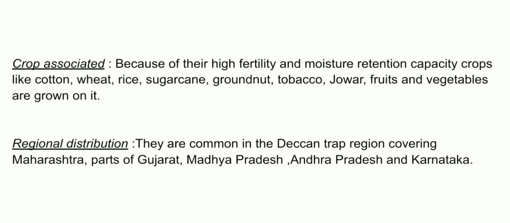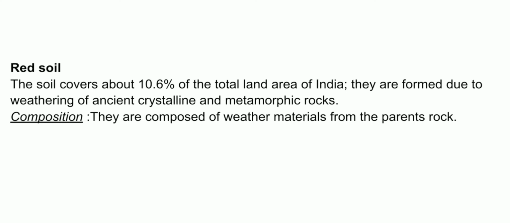Crops associated. Because of their high fertility and moisture retention capacity, crops like cotton, wheat, rice, sugarcane, groundnut, tobacco, jowar, fruits and vegetables are grown on it. Regional distribution. They are common in the Deccan Trap region covering Maharashtra, part of Gujarat, Madhya Pradesh, Andhra Pradesh and Karnataka.